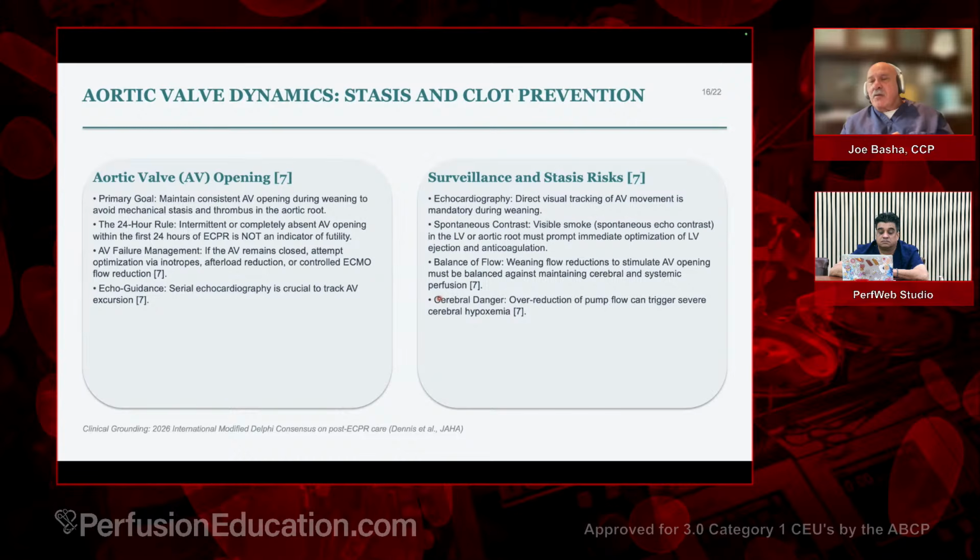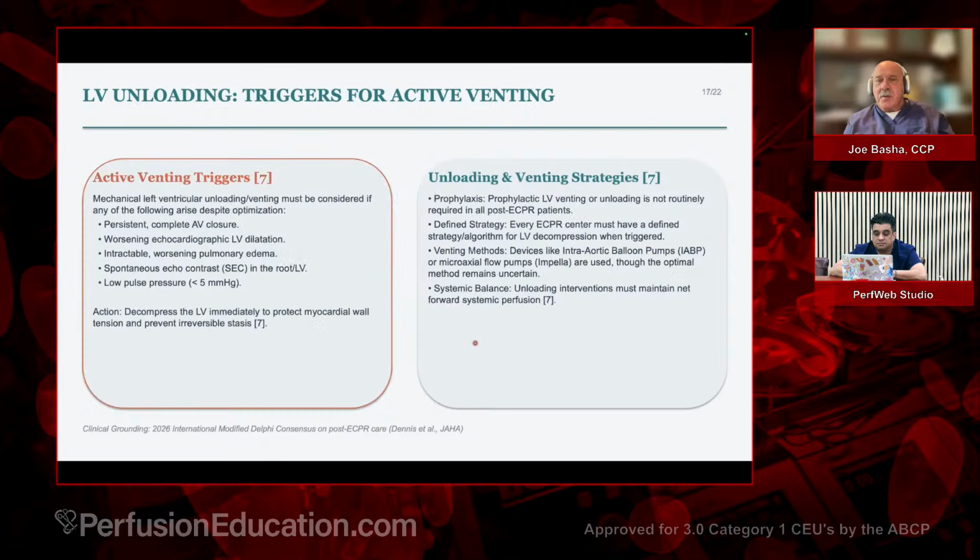Balance: weaning flow reductions to stimulate AV opening must be balanced against maintaining cerebral and systemic perfusion. And cerebral danger: over-reduction of pump flow can trigger severe cerebral hypoxemia. So very important.